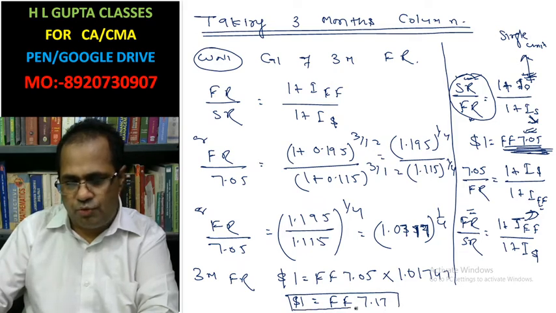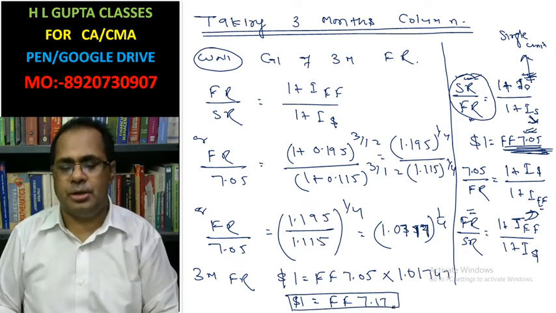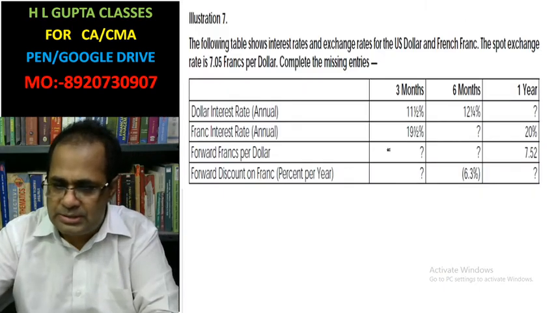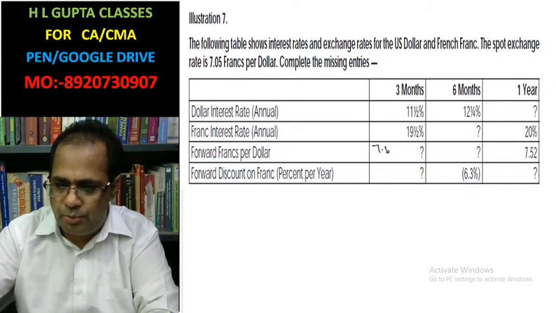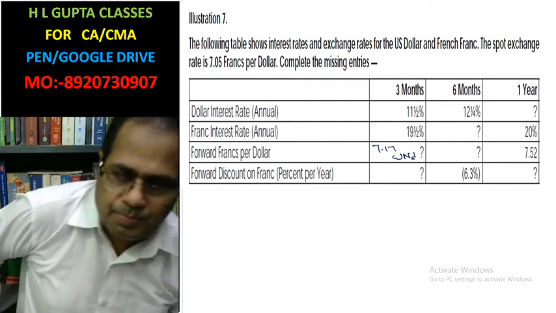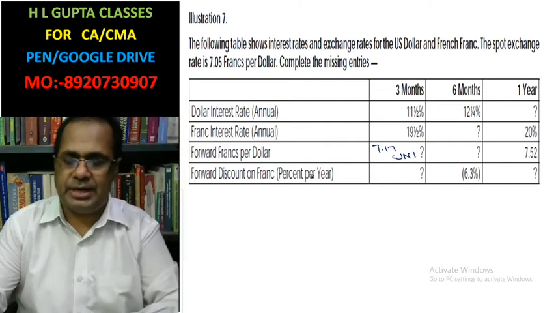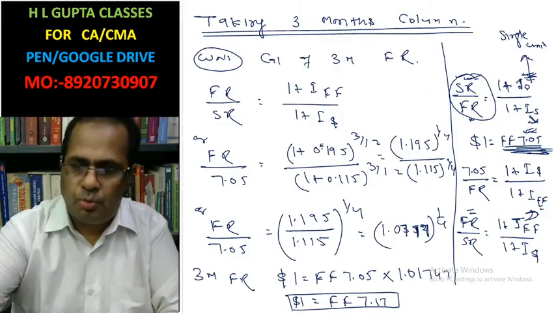From working note first, 7.17. This column you have put from working note first, 7.17. This is your working note first. Now you have to calculate the forward discount percentage per year.